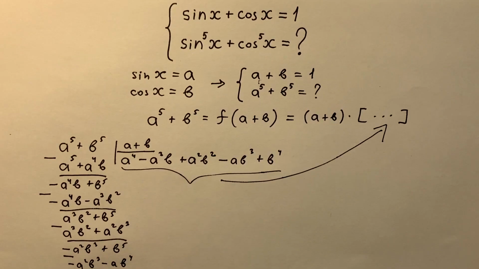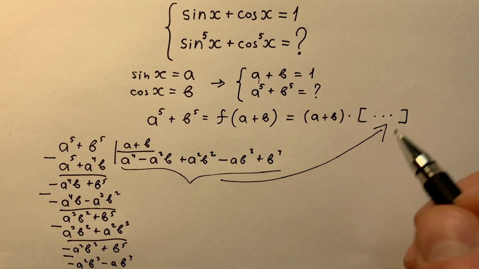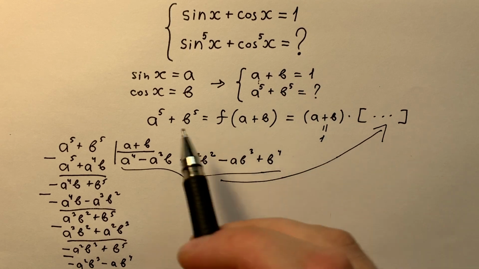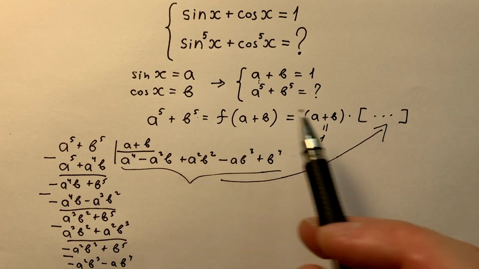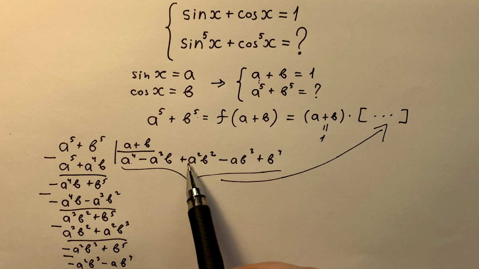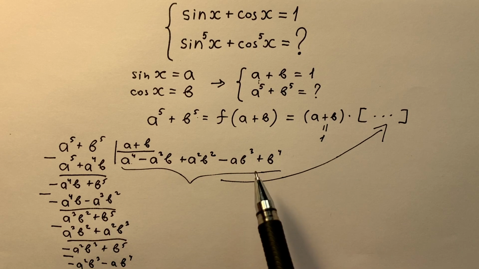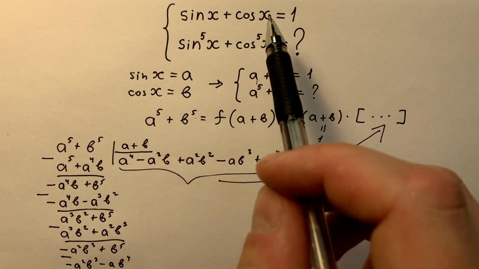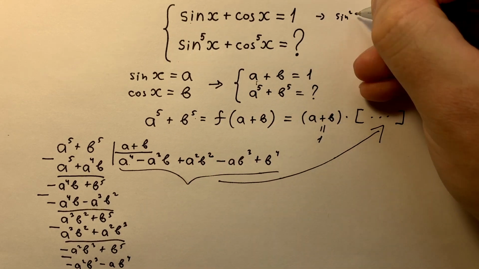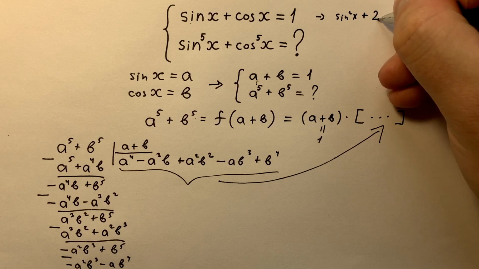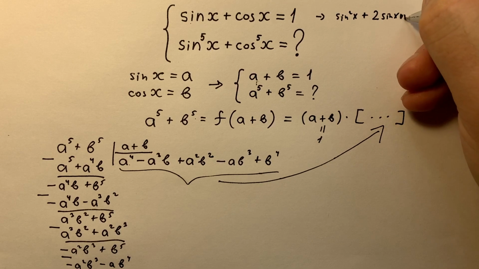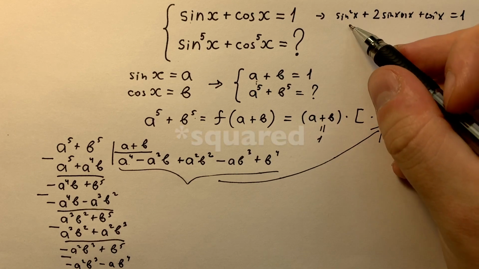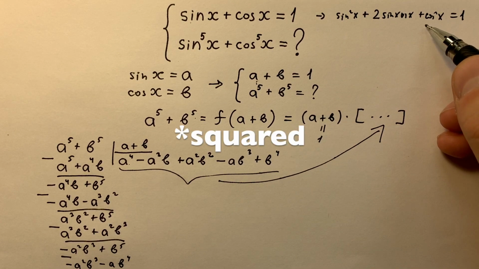Now we remember that a plus b equals 1. So this member equals 1. It means that a to the power of 5 plus b to the power of 5 equals this formula. But now let's make a really cool trick. Let's square both sides of the first equation. Sine squared x plus 2 times sine x cosine x plus cosine squared x equals 1.